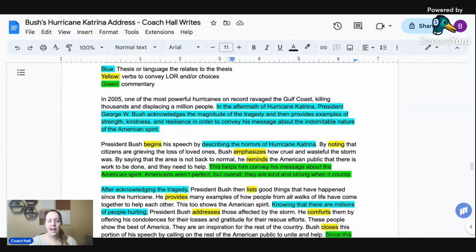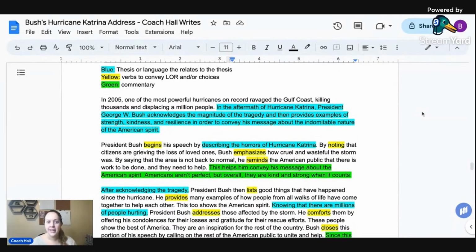Just FYI, I tried to color code to make it a little bit easier. So the blue is going to be the thesis or language that relates to the thesis for this particular essay. Yellow is going to be stronger verbs that help convey the line of reasoning or rhetorical choices. And then green is going to be commentary. I have found that highlighting can help students better understand their proportions of evidence and commentary. So if you're struggling with your essay writing, one thing I recommend you try to do is to choose one color to highlight evidence and one color for commentary.